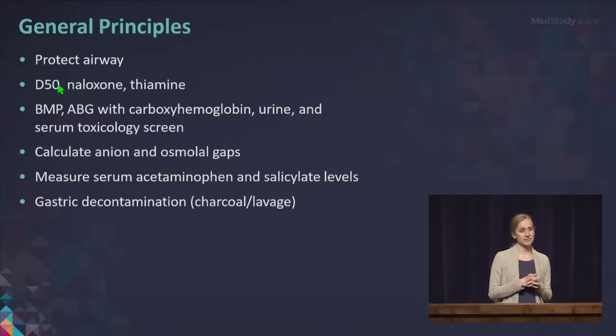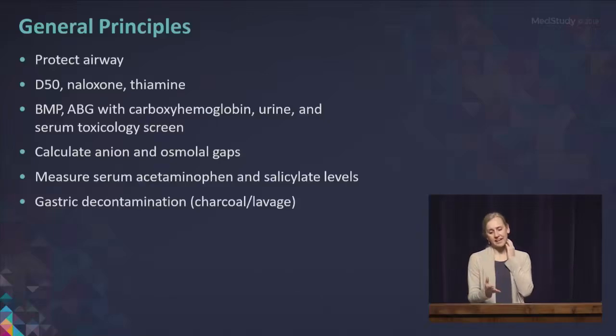You can also always send the basic metabolic panel to see if you've got some sort of anion gap, to see what the creatinine is, an ABG to check for carboxyhemoglobin levels and other things that can mess with the partial pressure of oxygen and carbon dioxide, and then a serum toxicology screen. You're going to calculate both the anion and the osmolar gaps, and you're going to compare them.